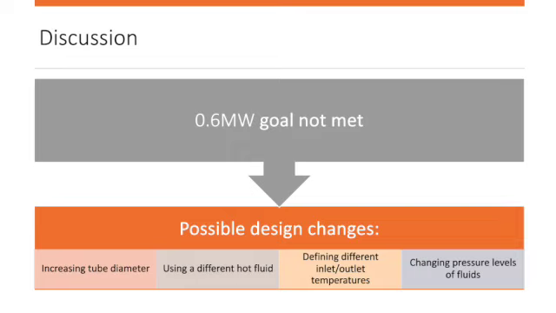So as seen from our previous results, the 0.6 megawatt goal was not met, and we have come up with possible design changes that could potentially increase our power output, which are increasing tube diameter, using a possible different hot fluid, defining different inlet and outlet temperatures, or temperature differences, and changing pressure levels of fluids.